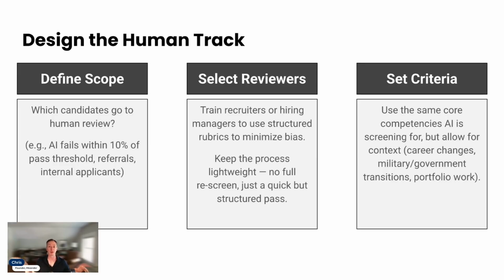And best practice is to actually have your core competencies laid out in advance and actually have your AI reviewing based on those. But I think one additional leeway that we may want to give to our human reviewers is to also account for considerations that maybe won't come up in the AI process. So people who are changing careers, who are going from one career path and maybe applying for a role that they have never done before, people who are transitioning out of military and government, especially in 2025, when there's a huge number of layoffs across government.